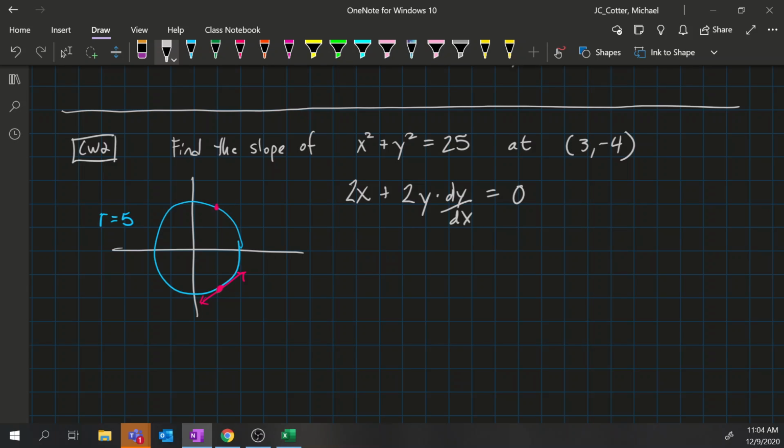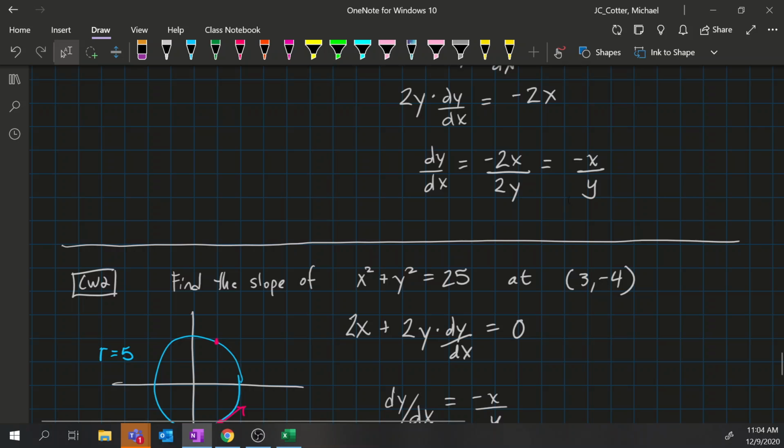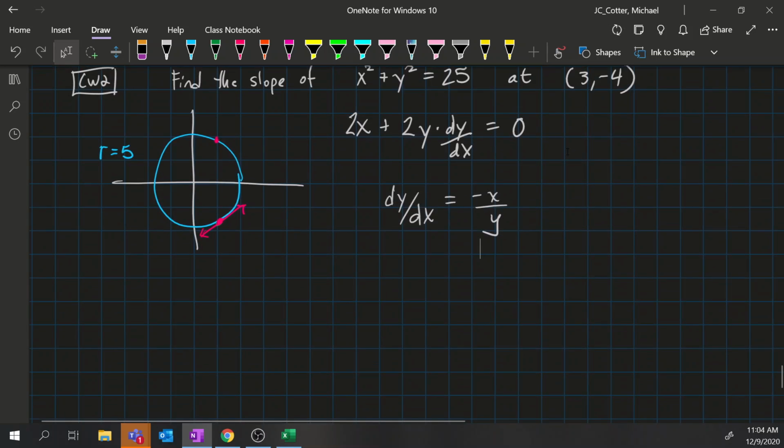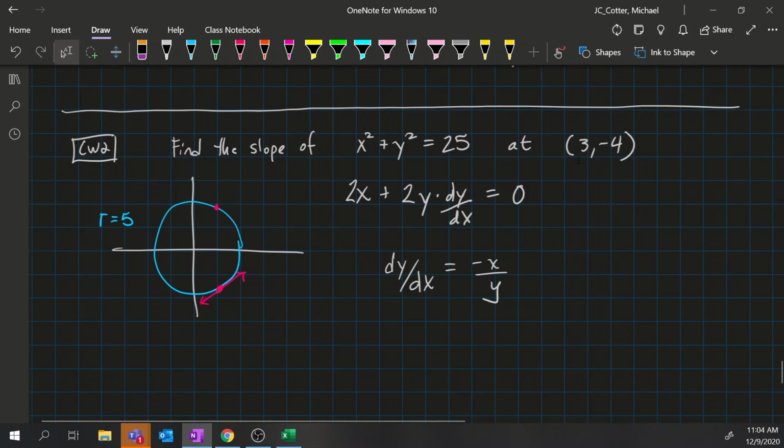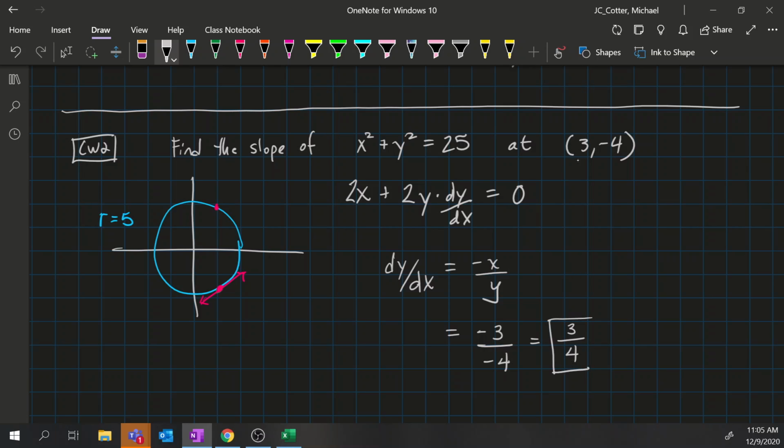So I'm going to solve, and I get dy dx equals -x over y. And the reason I'm doing it so quickly is because we just solved it, right? So now, here's the new piece. I'm just going to plug in those numbers, right? So -x, which is 3, over y, which is -4, which is 3/4.